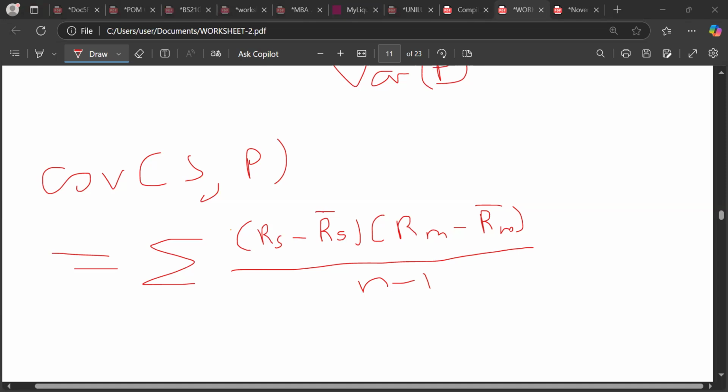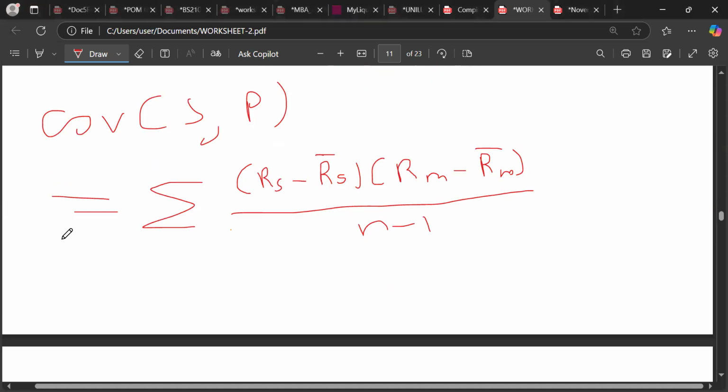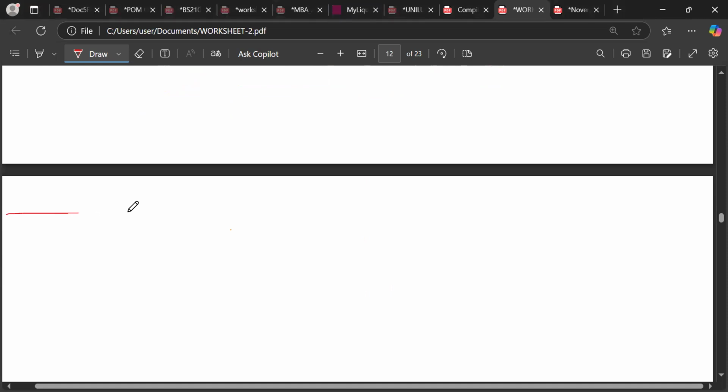The best option I can advise, to solve this faster, is to tabulate this entirely. We use a tabular format when solving such a question. So I'll draw a table which I'm going to be using here. Our table will have the year in the first column, Y.